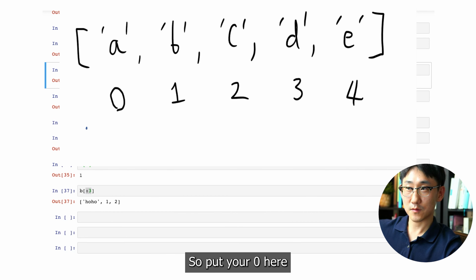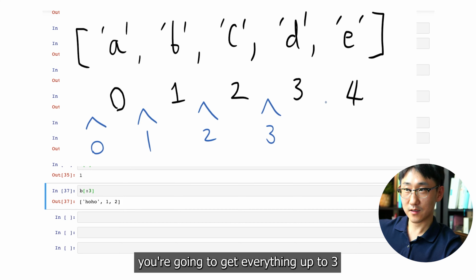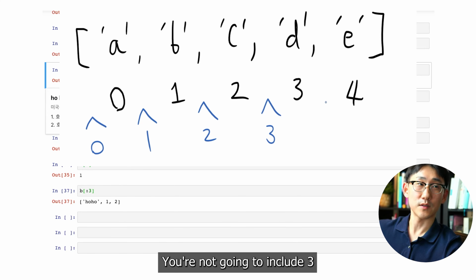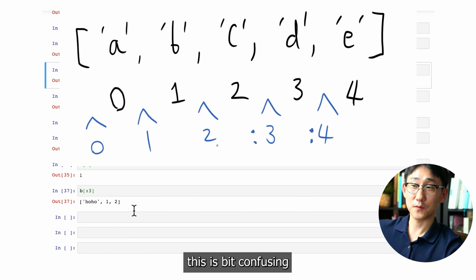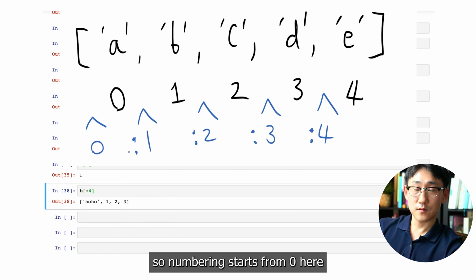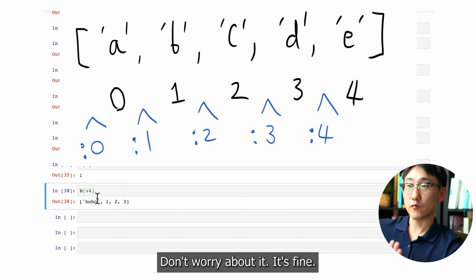First one is 0, so put your 0 here, 1 here, 2 here, and if you do 3, you're going to get everything up to 3. You're not going to include 3, okay? If you do 4, you will include 4 items, but you're not going to include 100. This is a bit confusing. So numbering starts from 0 here, but slicing ends one before, okay? Don't worry about it, it's fine.